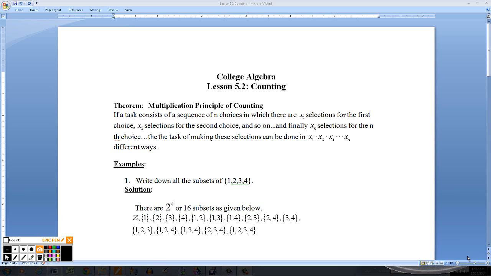And it states if a task consists of a sequence of n choices in which there are x sub 1 selections for the first choice, x sub 2 selections for the second choice, and so on. And finally, for the last choice, or the x sub n choice, there's x sub n selections. Then the task of making these selections can be done in this many ways. So in other words, you multiply the number of ways: x sub 1 times x sub 2 times x sub 3 times x sub n.